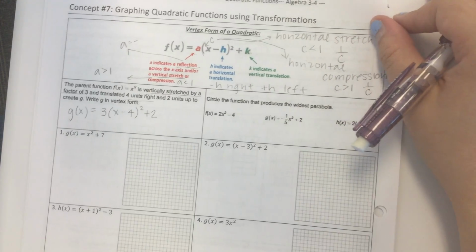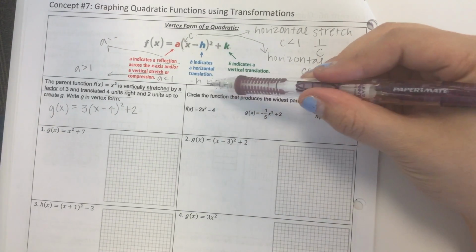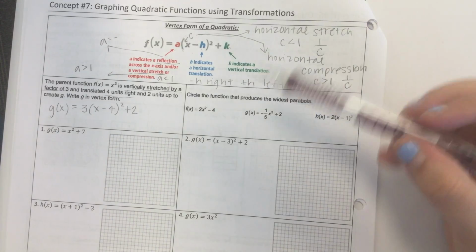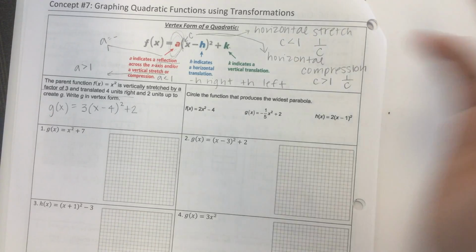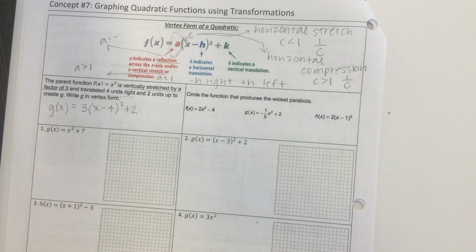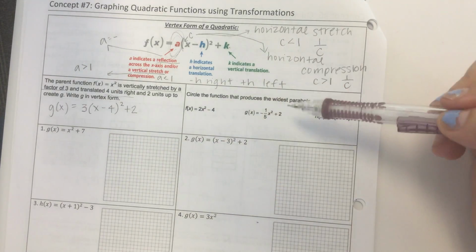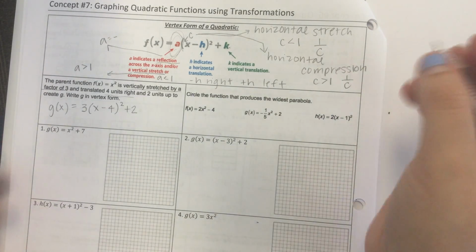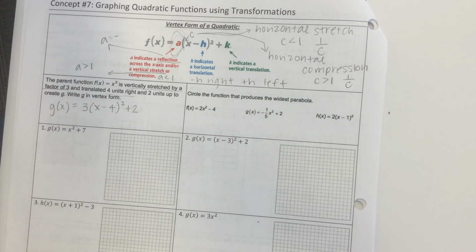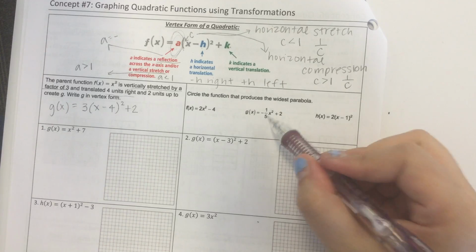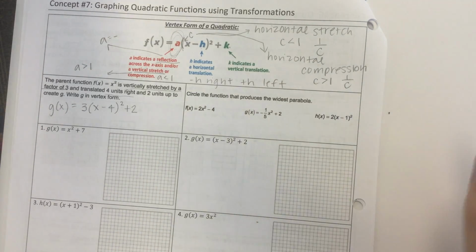Okay? So this one over here, circle the function that produces the widest parabola. So what you're going to do is you're going to look at this guy. That makes it a vertical stretch or compression. It's going to change how wide or narrow your graph is. So I want to tell you something right now, that the smaller the number, the wider the parabola. Okay? The smaller the leading coefficient, the wider the parabola.